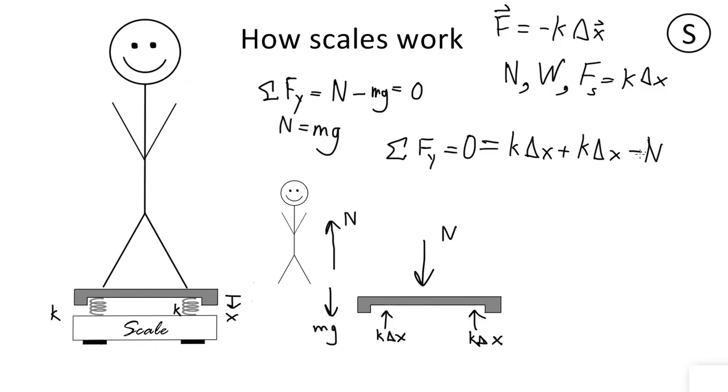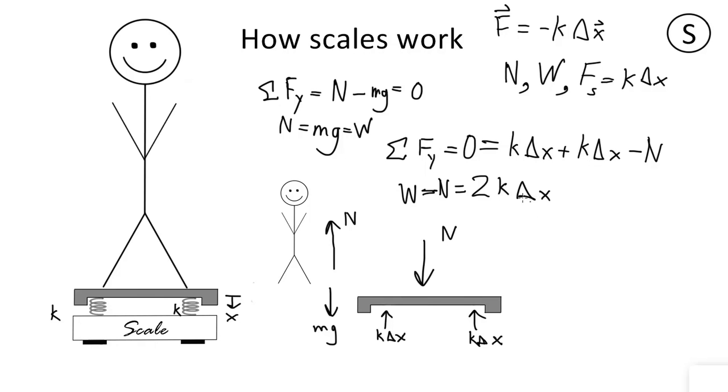So basically, in the end, if we add N to this side, we get N equals 2k delta x. So really this is just your weight. We'll just say weight right now. So your weight is equal to your normal force, and your normal force is going to equal 2k delta x, since there's 2 of them.